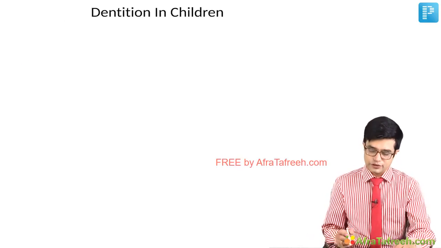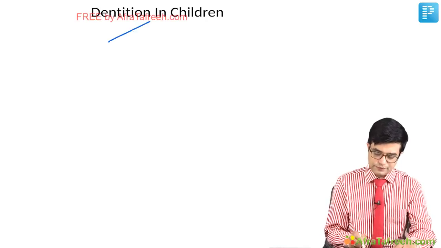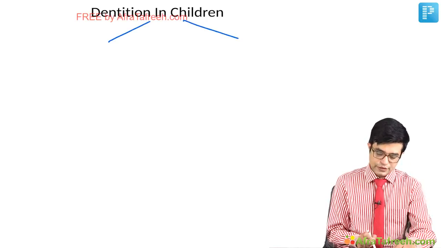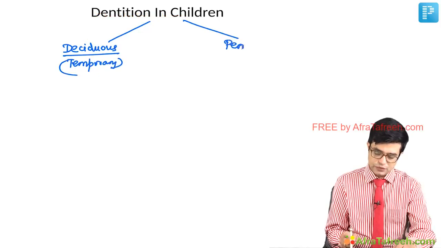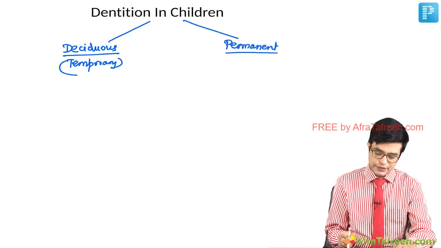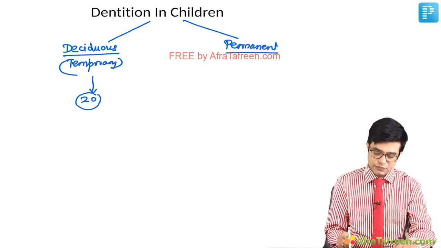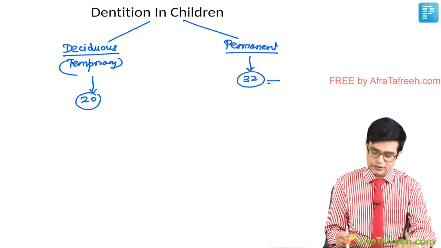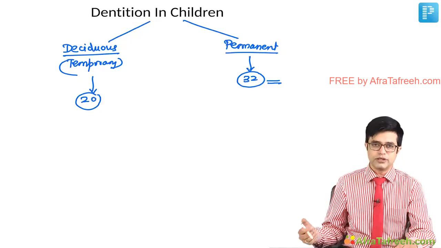Coming to dentition in children. Dentition in children is broadly of 2 types. You have the deciduous teeth, also called temporary dentition, and we have the permanent teeth or permanent dentition. The deciduous teeth are 20 in number, whereas the permanent teeth are 32 in number. This number is variable depending upon how many wisdom teeth you have, but 32 is the general consensus that we take.